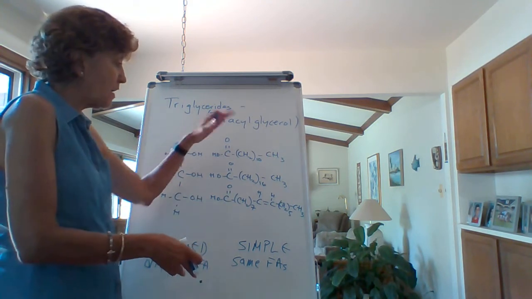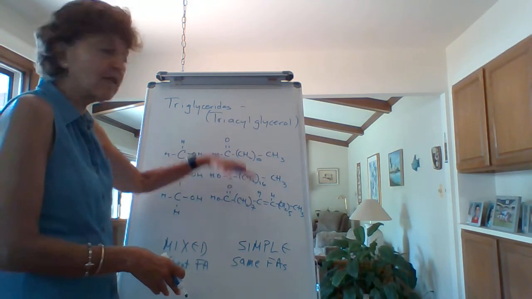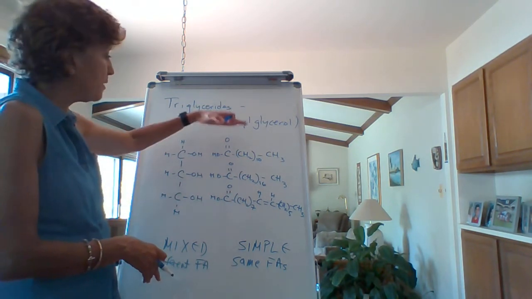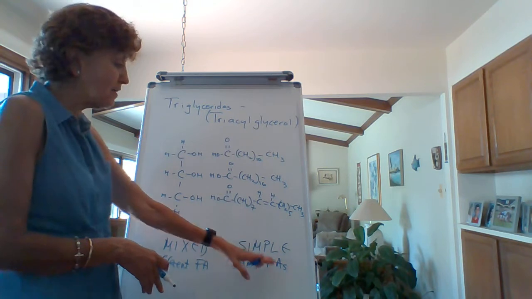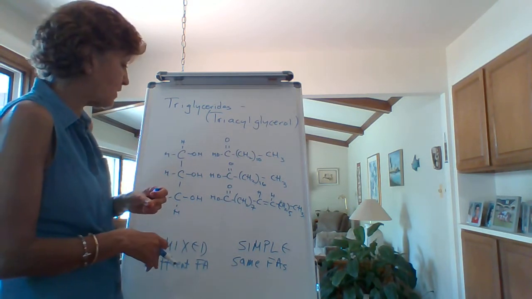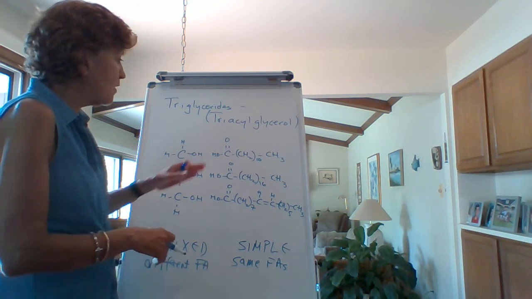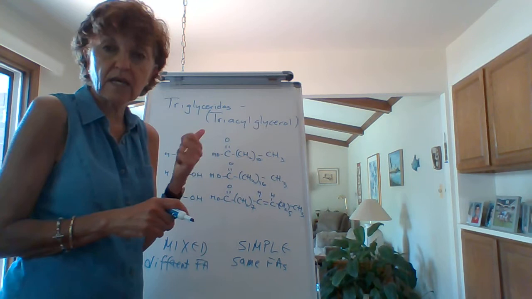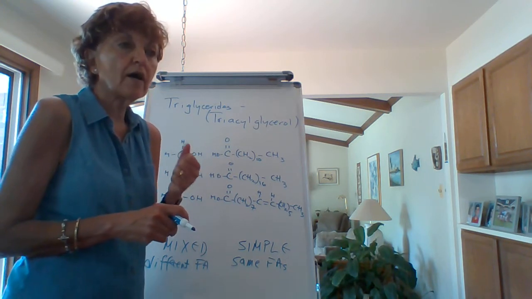Like I said, if all 3 are the exact same thing, like lauric, lauric, lauric, or stearic, stearic, stearic, or palmitoleic, palmitoleic, palmitoleic, then it would be called a simple triglyceride.